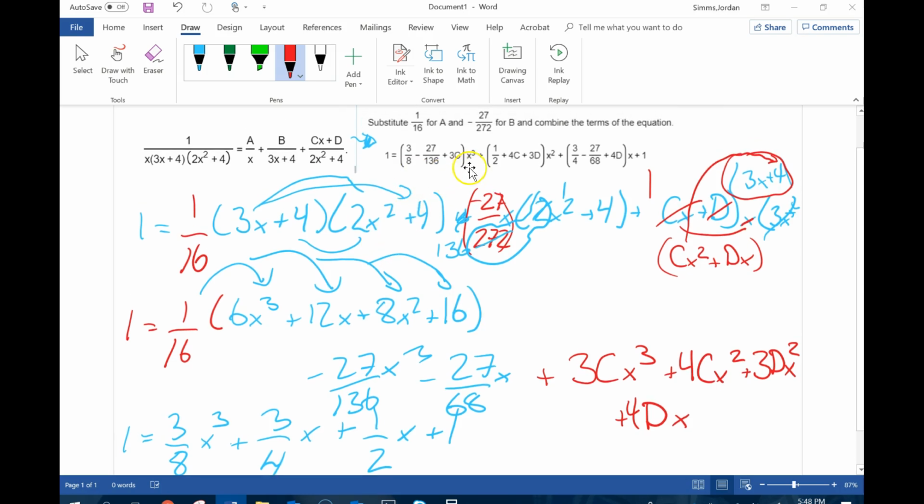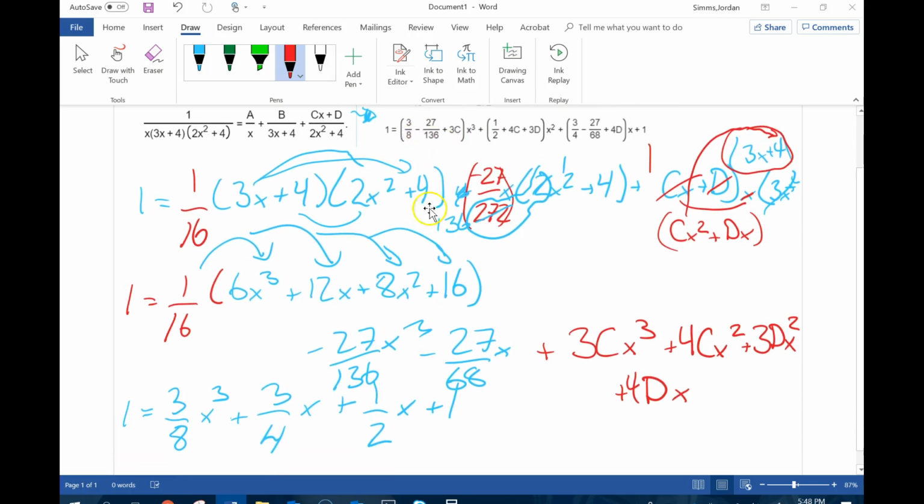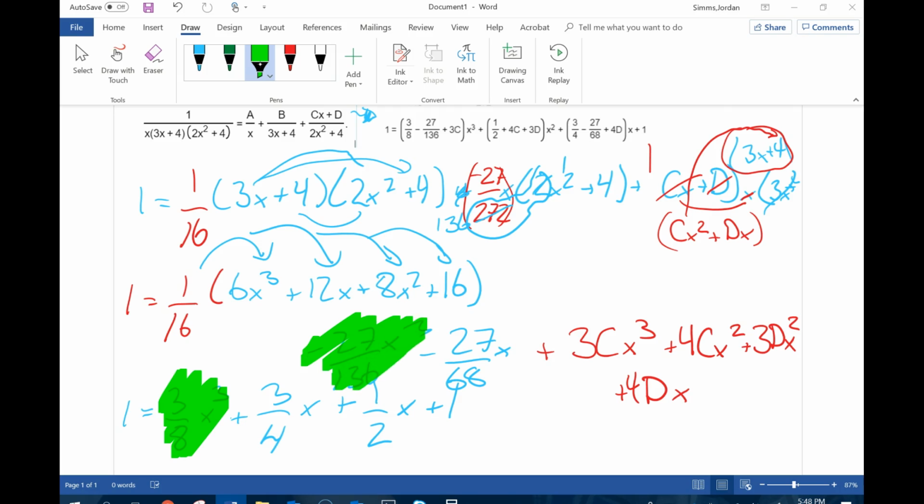Well, look what they did. They took all of the x cubed terms, which might be a bit hard to see, but they just grouped them up here. That's how they did that, Chris. So let me get my highlighter here. I'll highlight the x cubed terms. I have 3/8 x cubed. I have negative 27 over 136 x cubed, and I have 3cx cubed. And you can see those are the terms right there.